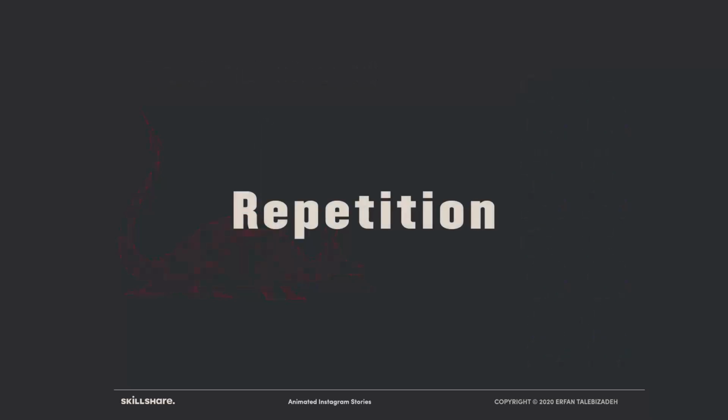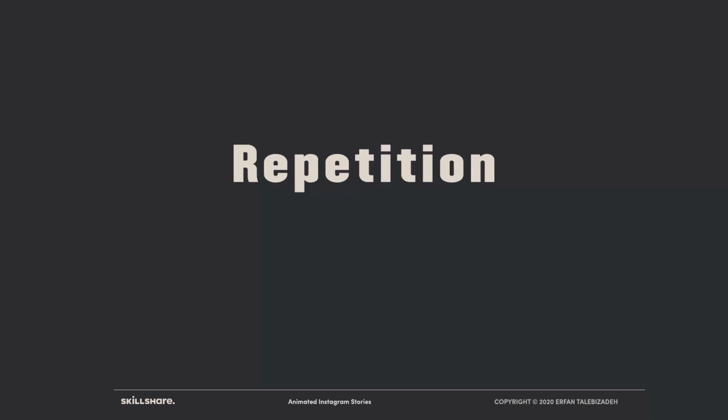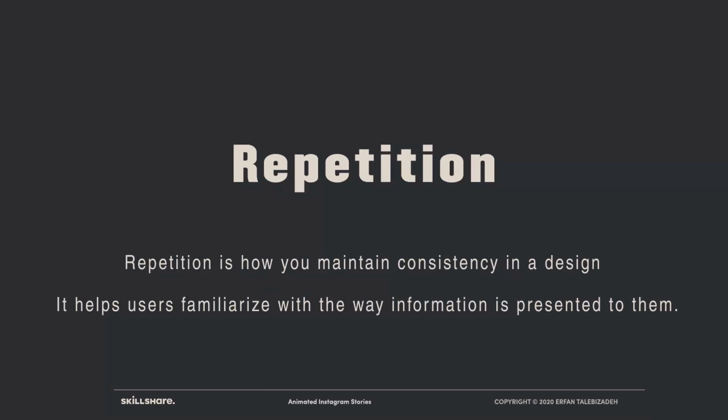Now let's talk about repetition. Well, repetition is how you maintain consistency in a design. It helps users familiarize themselves with the way information is presented to them. Elements such as color, shape, texture, line thickness, and size can all be repeated to help develop a sense of organization, unity, and consistency.